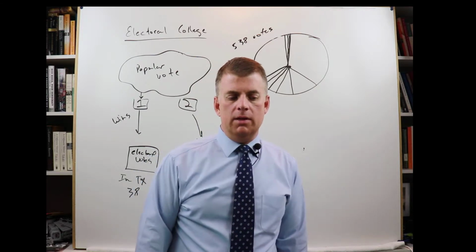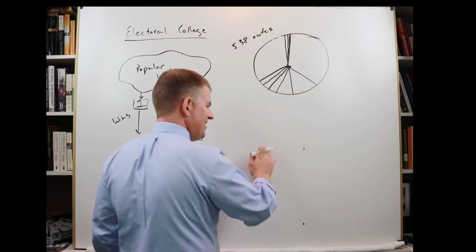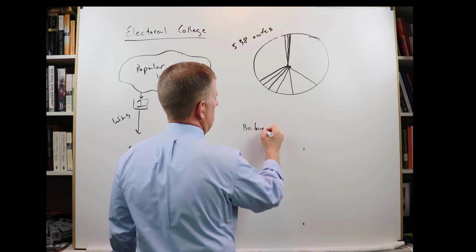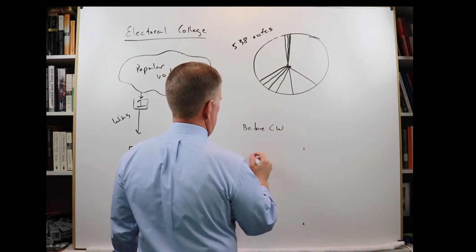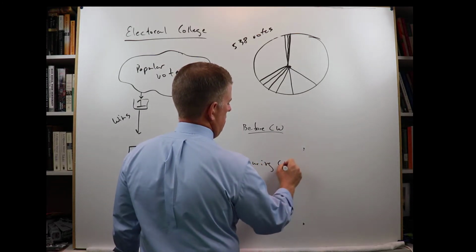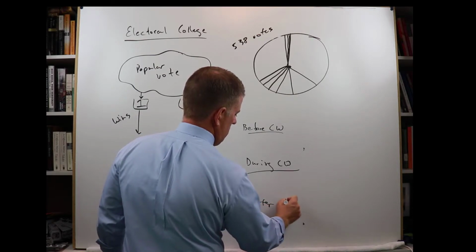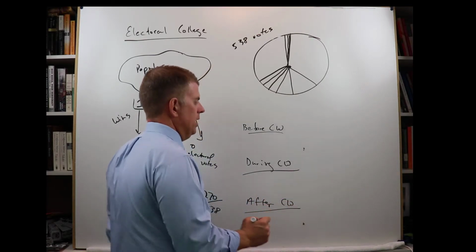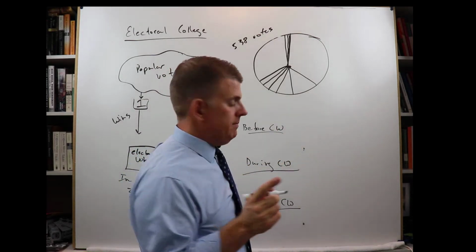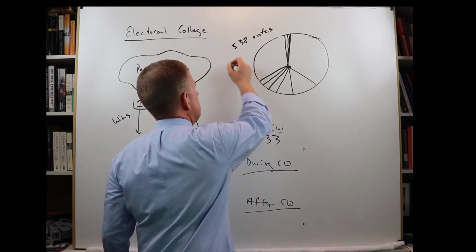If we think about the Civil War, that's a pretty clear example, pretty easy to see. So we have before the Civil War, we have during, and we have after the Civil War, okay? So before the Civil War, there were 33 states, right? 33 states. So now we have 50 states, right?